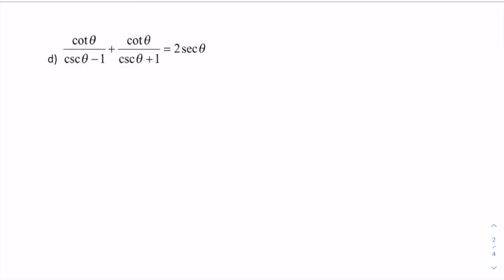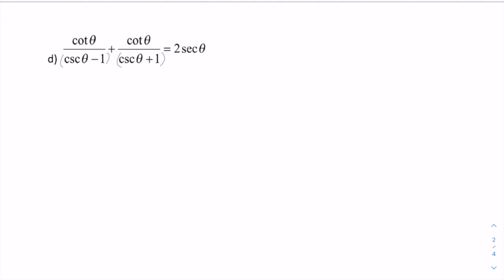For our last example, we have cotangent theta all over cosecant theta minus 1 plus cotangent theta all over cosecant theta plus 1. And we're going to see if we can make that equal to 2 secant theta. So the first thing we need to do is make some common denominators. So our lowest common denominator will be cosecant theta minus 1 times cosecant theta plus 1.